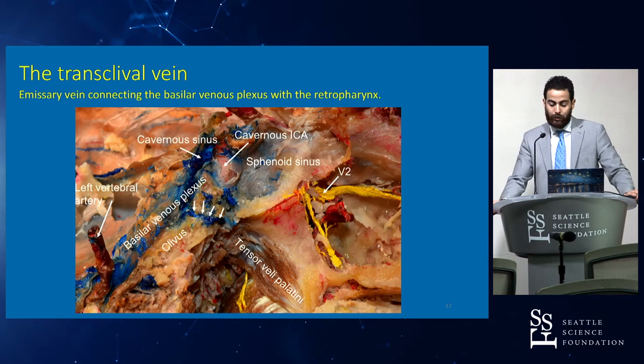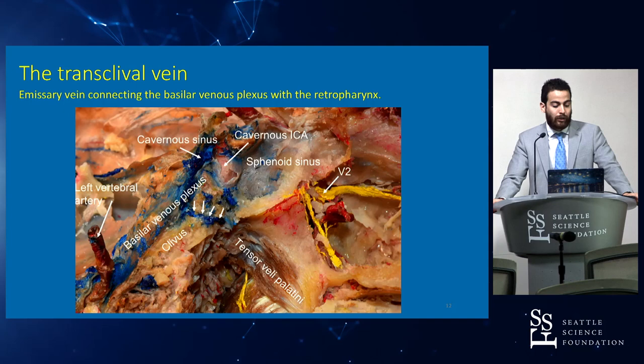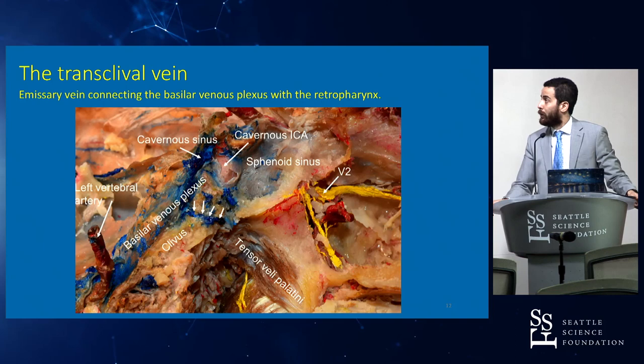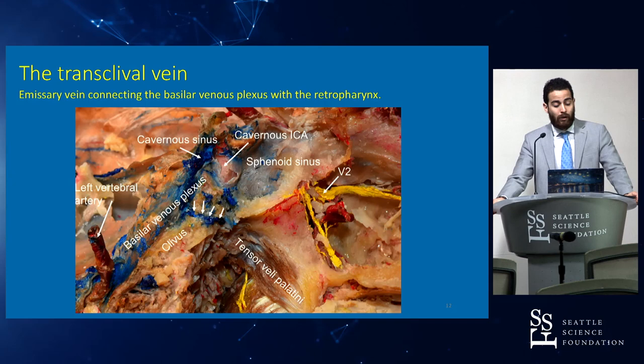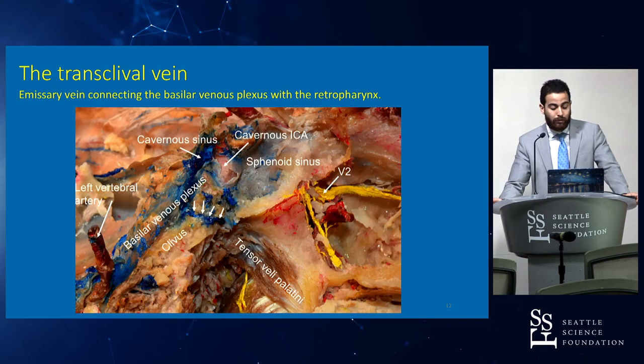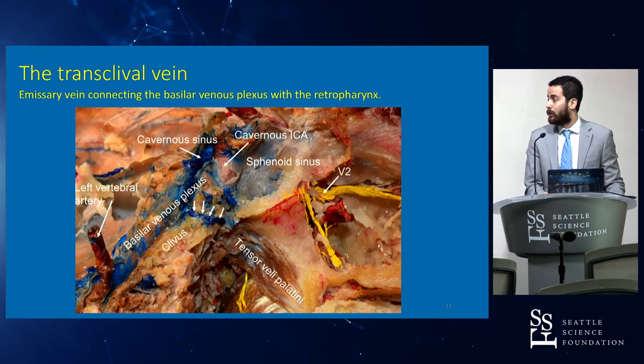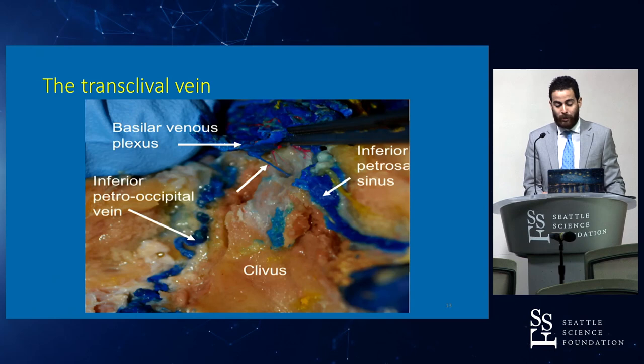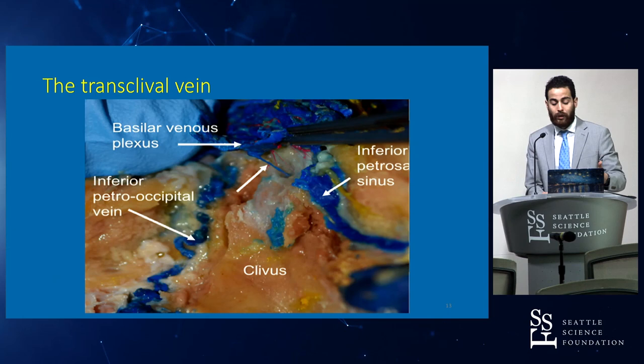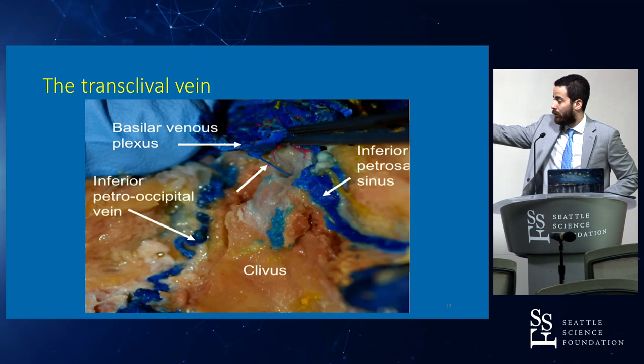We call these the transclival veins, which are nothing less than emissary veins connecting the basilar venous plexus with the retropharynx. As you can see in the image, pointed by the four arrows, it communicates directly into the retropharynx. We found that around 66% of the specimens, 10 of the specimens, presented with these transclival veins. Here, a better image where we can see the vein arising from the basilar plexus, entering the clivus, and communicating all the way to the venous plexus on the retropharynx.